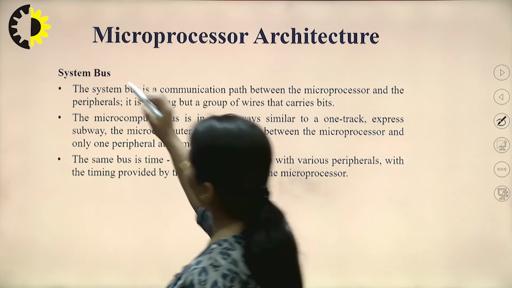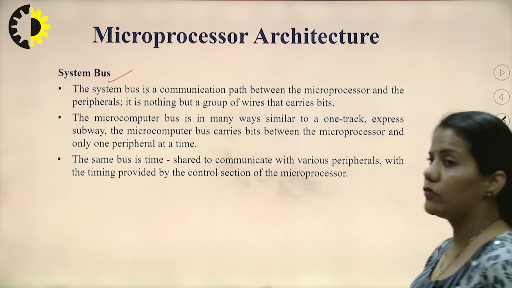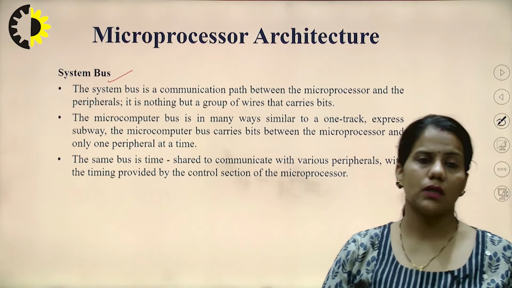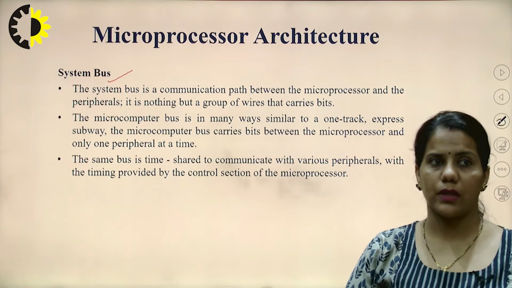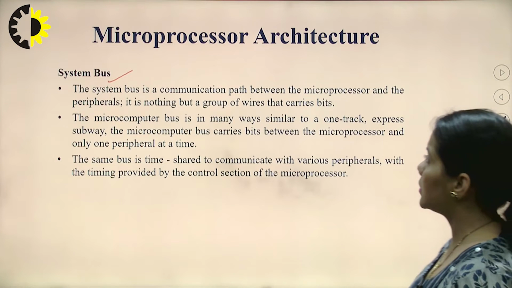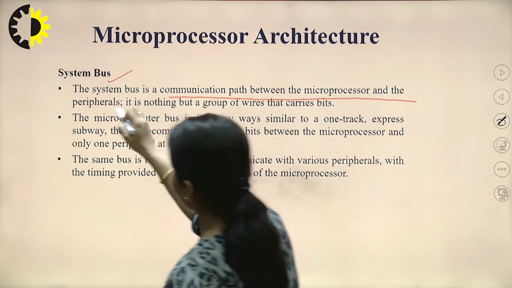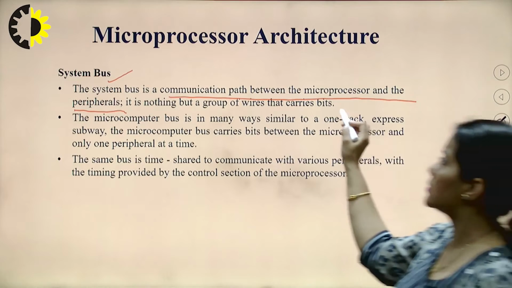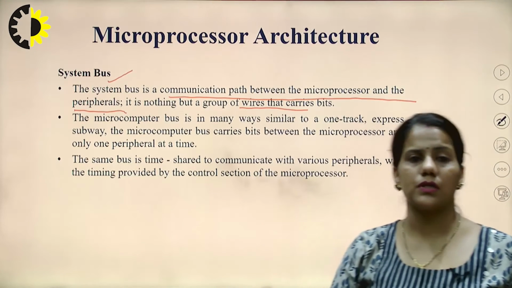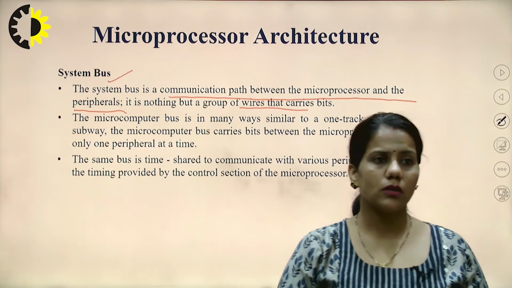Now, another important part of this microprocessor architecture is the system bus. Without the system bus, we cannot transfer our data and code from one place to another. The system bus is the communication path between the microprocessor and the peripherals. It is nothing but a group of wires that carries the bits. So what is the bus? Bus is the group of wires carrying the data or the code or the control signals.